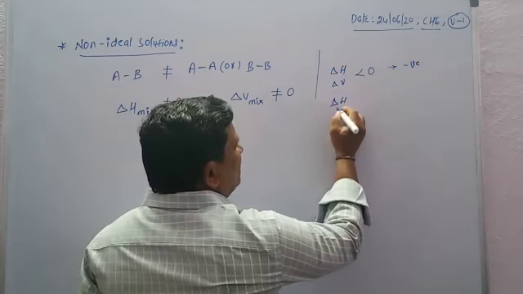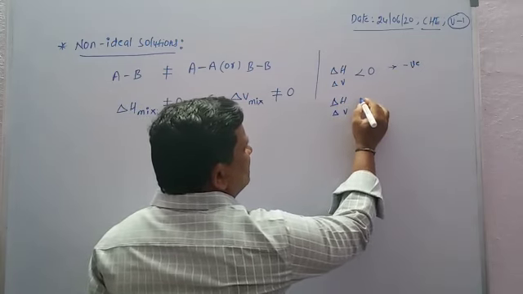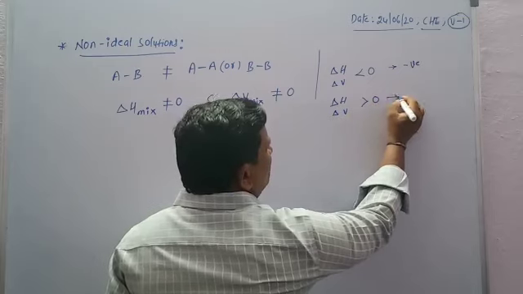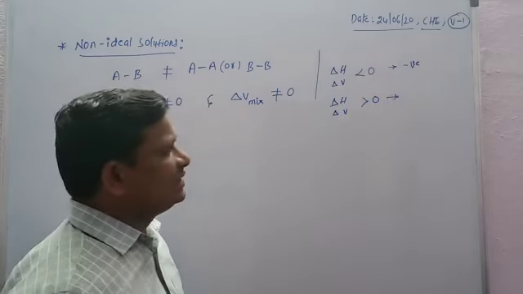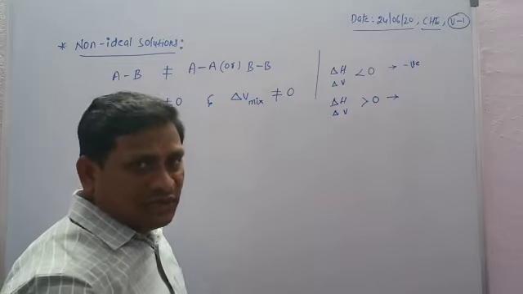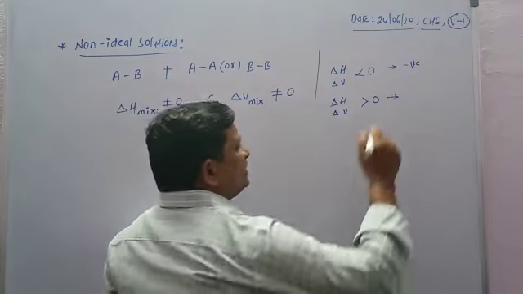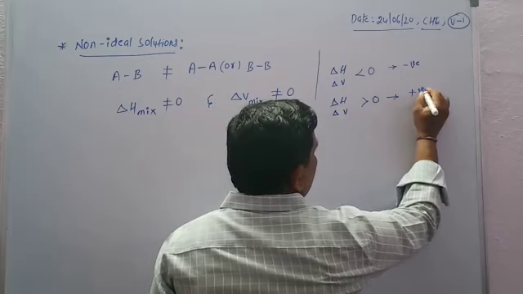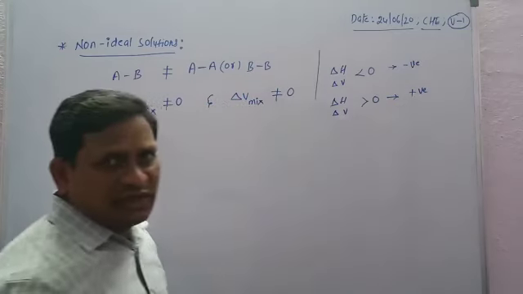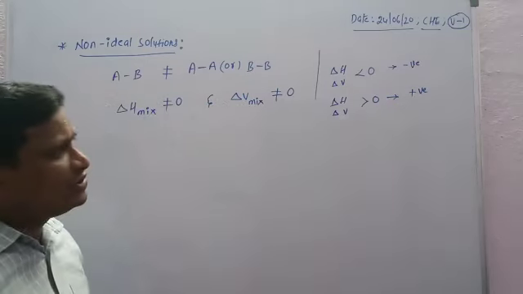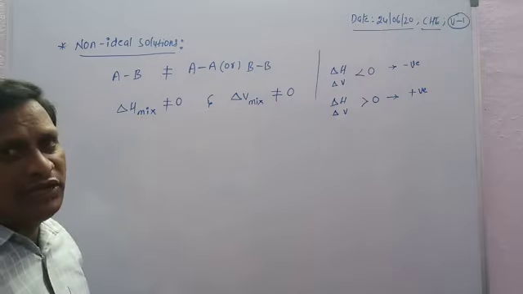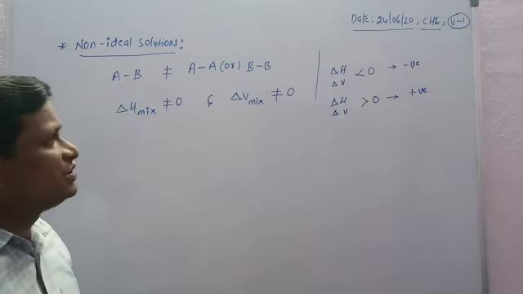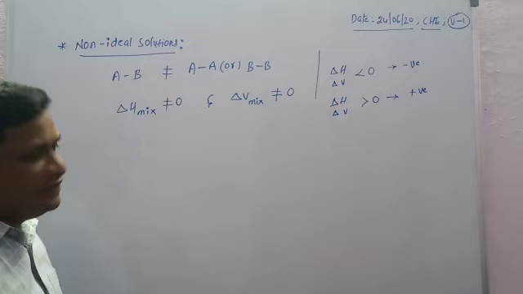If delta H and delta V values are greater than 0, greater than 0 means positive values, plus 1, plus 2, plus 3. So the solution which deviates this way shows positive deviation. So with respect to non-ideal solutions, there are solutions with positive deviation and also negative deviation. What are positive deviations and negative deviations?